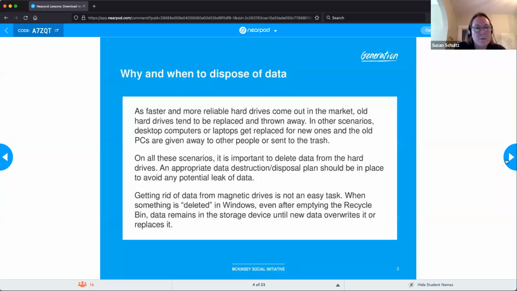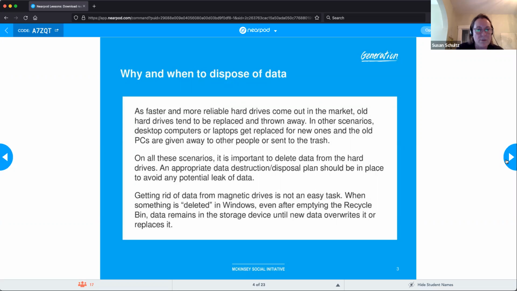As faster and more reliable hard drives come out in the market, old hard drives tend to be replaced and thrown away. In other scenarios, desktop computers or laptops get replaced for new ones, and the old PCs are given away to other people or sent to the trash. In all these scenarios, it is important to delete data from the hard drives. An appropriate data destruction disposal plan would be in place to avoid any potential leak of data.